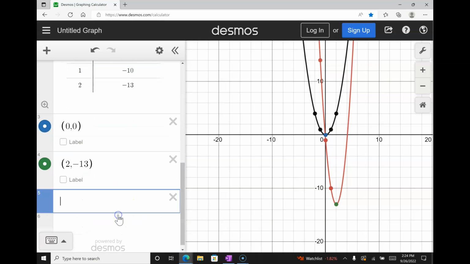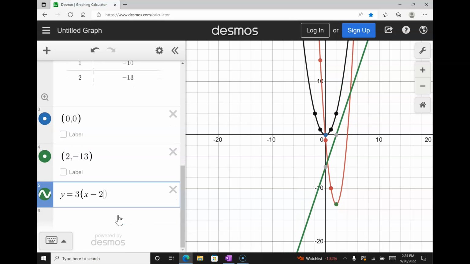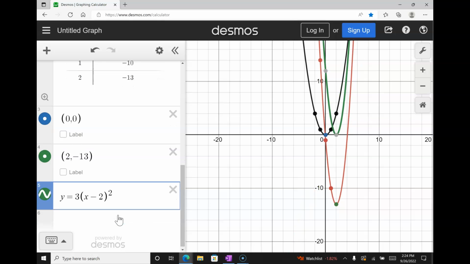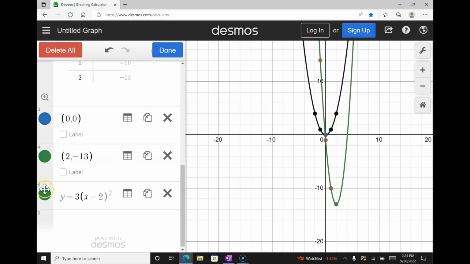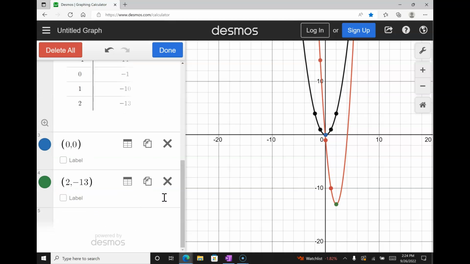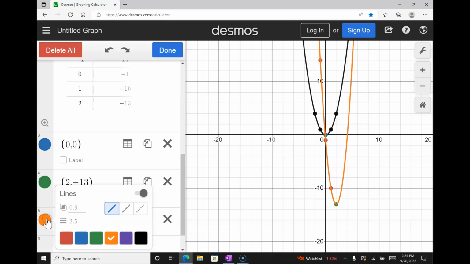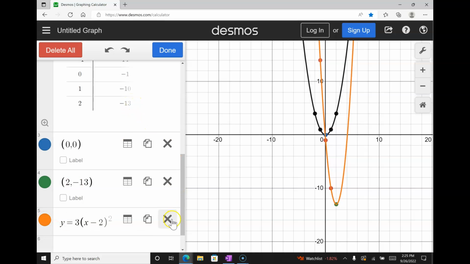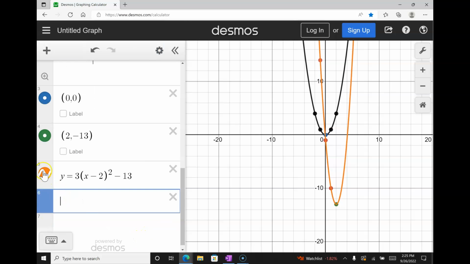Of course, I probably also want to graph my completed square version. y equals 3 times, parenthesis, x minus 2, close parenthesis, quantity squared, minus 13, right? And let me change my color here on this second curve. Notice when I hide the orange, you see the other curve shows. It's exactly the same curve. So I know I completed the square right.